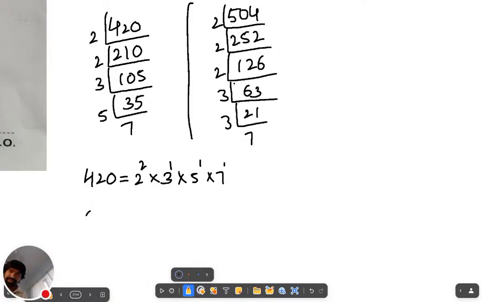Now 504 can be written as how many 2s? 3, right? 2 power 3, then 3 square and 7 power 1. So what is the HCF of these two numbers?